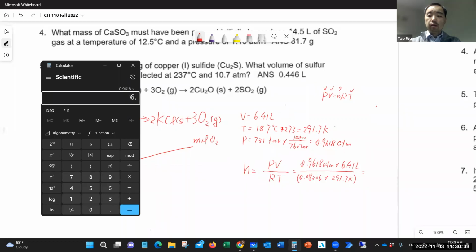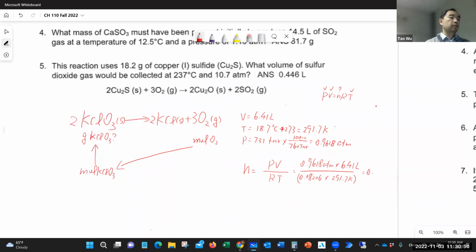0.9618 times 6.41 divided by parenthesis 0.0828206 times 291.7. And you got 0.2576, and this is moles of the oxygen. Okay, now we have 0.2576 mole of the oxygen, and then based on the stoichiometry, you can figure out moles of the potassium chlorate. Okay, so now what do we do?